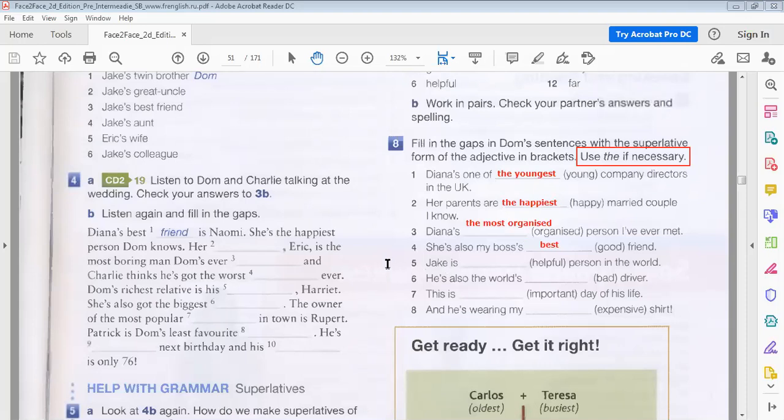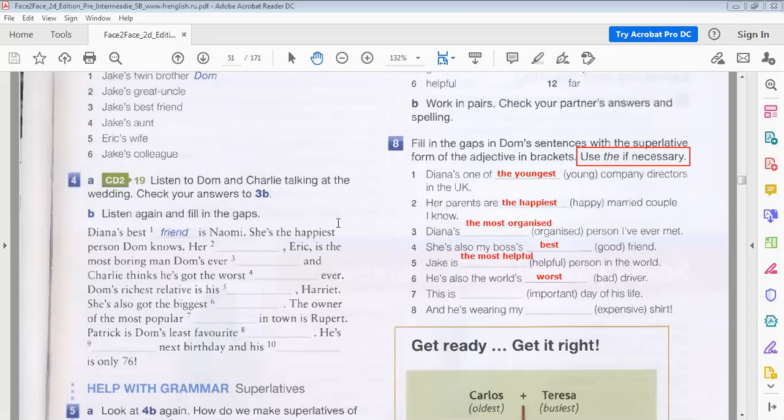Okay, Sophia, what about number 5? Jack is the most helpful person in the world. Okay, the most helpful. Okay, Rashid, what about number 6? He's also the worst driver. Okay, do you want to use the or without the? Without the. Correct, because we have possessive S, world's. That's correct. Okay, so what about number 7?